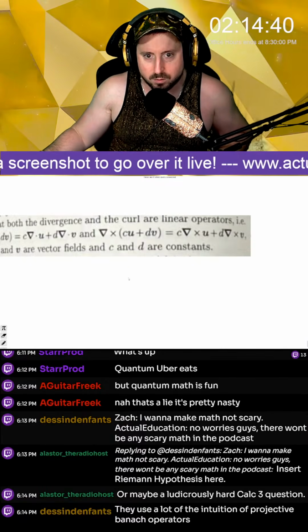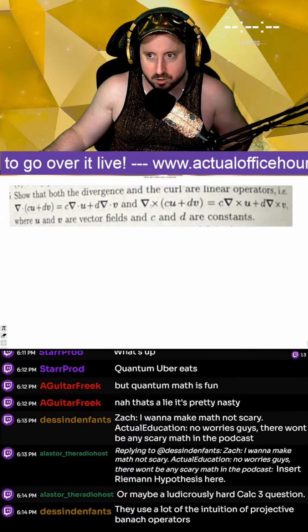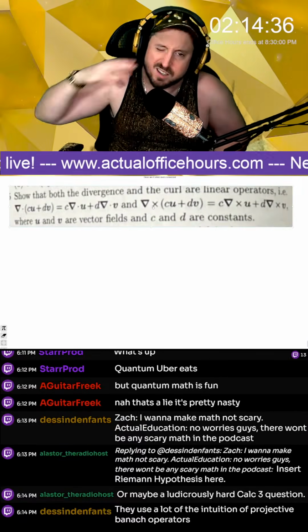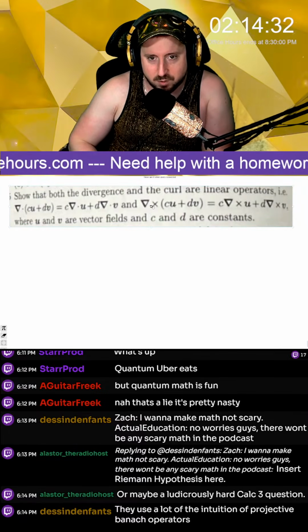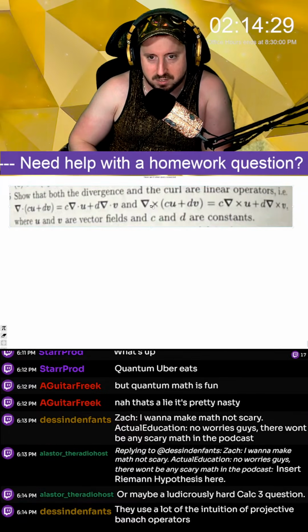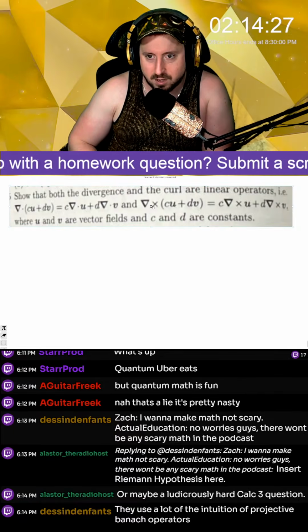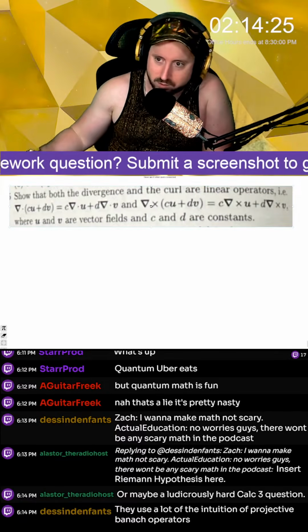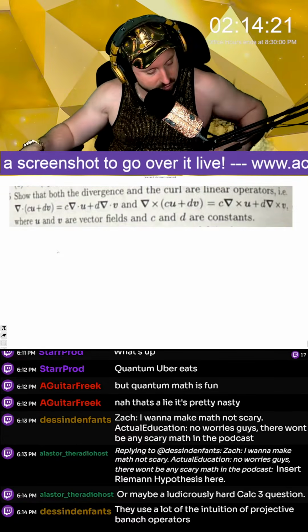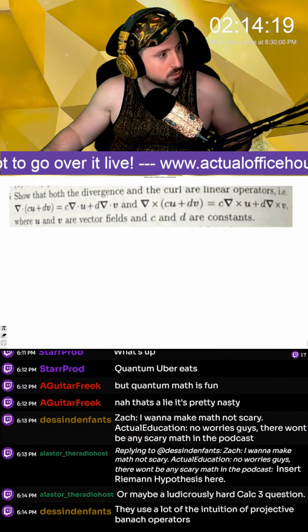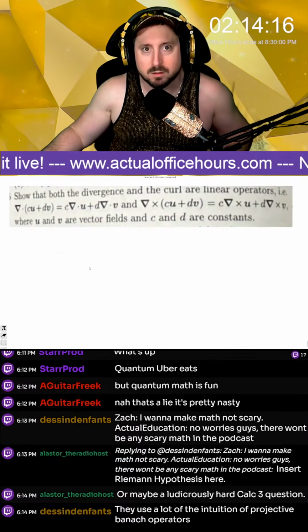There we go. Show that the divergence and curl are linear operators, i.e. that the divergence of cU plus dV is equal to c div U plus d div V, and that curl can work the same way, where U and V are vector fields and c and d are probably scalar constants, I'd imagine, right? Yeah. Okay. Cool.